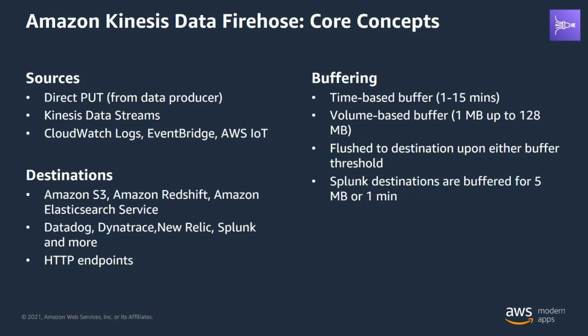Firehose also buffers incoming data before delivering it to Splunk. The buffer size is 5 megabytes and the buffer interval is 60 seconds. These aren't configurable because they're optimized specifically for the Splunk integration.